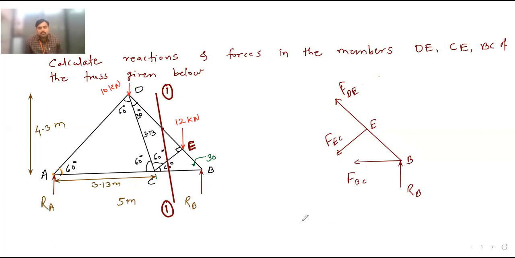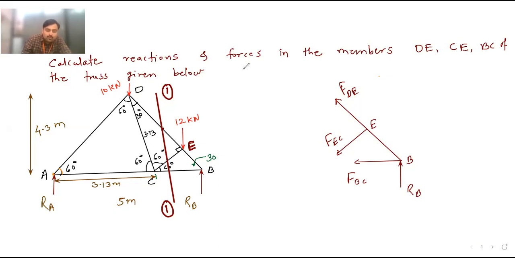This is the force in member BC. Now we need to solve this. How are we going to solve this? If you take the moment at point E, if you extend this here, you will get the point D. If you extend this over here and extend this point, then you will get point C.